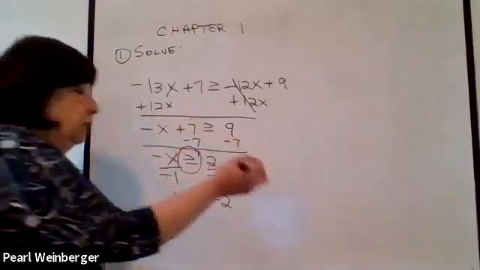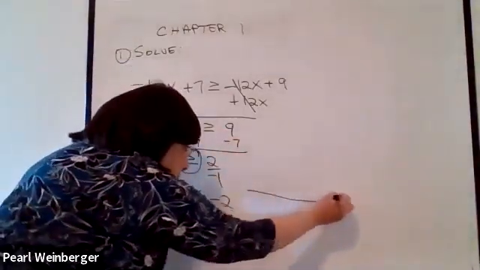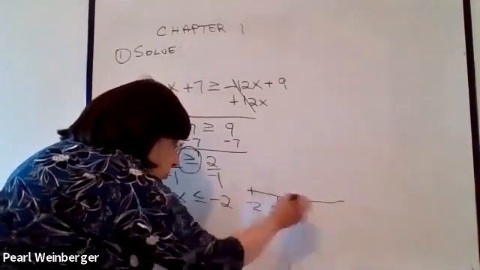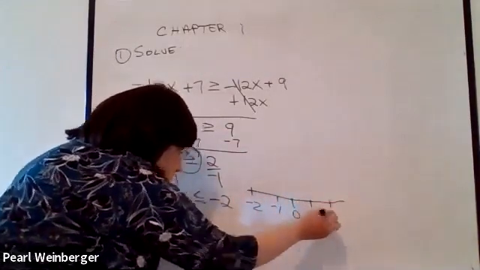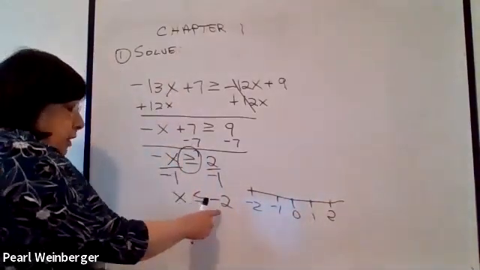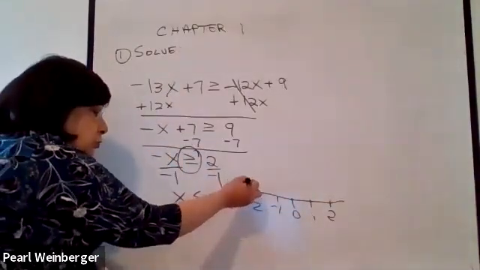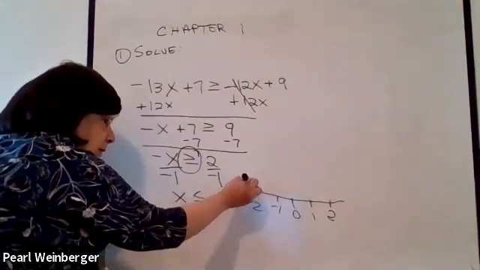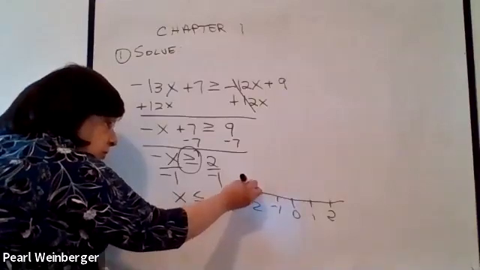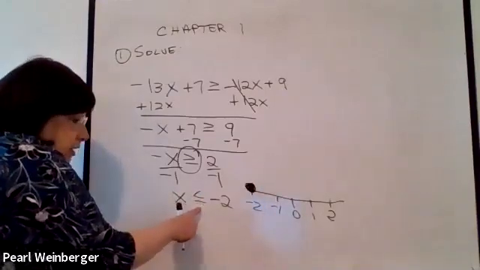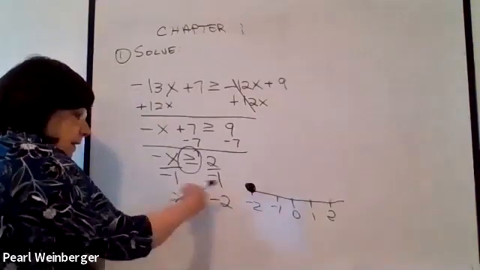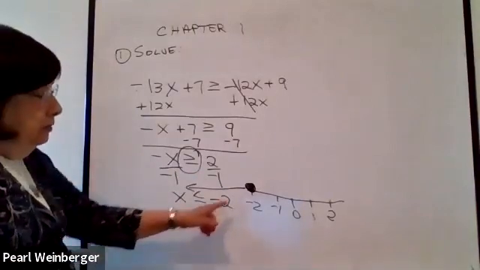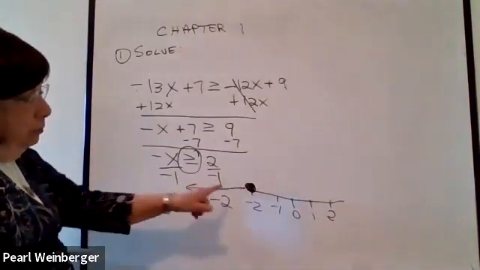What does this look like on a number line? Well, here's your 0, -1, -2, 1, 2. What you do is you have to go to the -2, and it's a filled in circle at -2 because this is less than or equal to, and the arrow is pointing to the left. This is what it would look like on the number line.